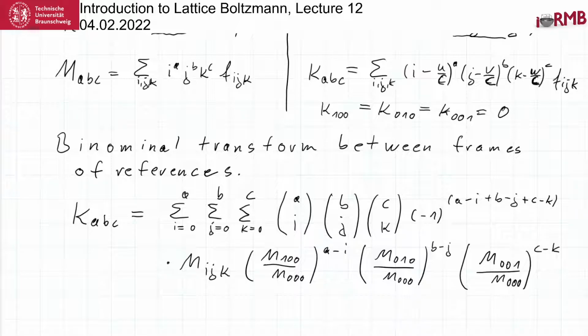And what you see here is that the central moments only depend on raw moments up to the same order, and the order is always the sum of A, B, C, up to the same order.